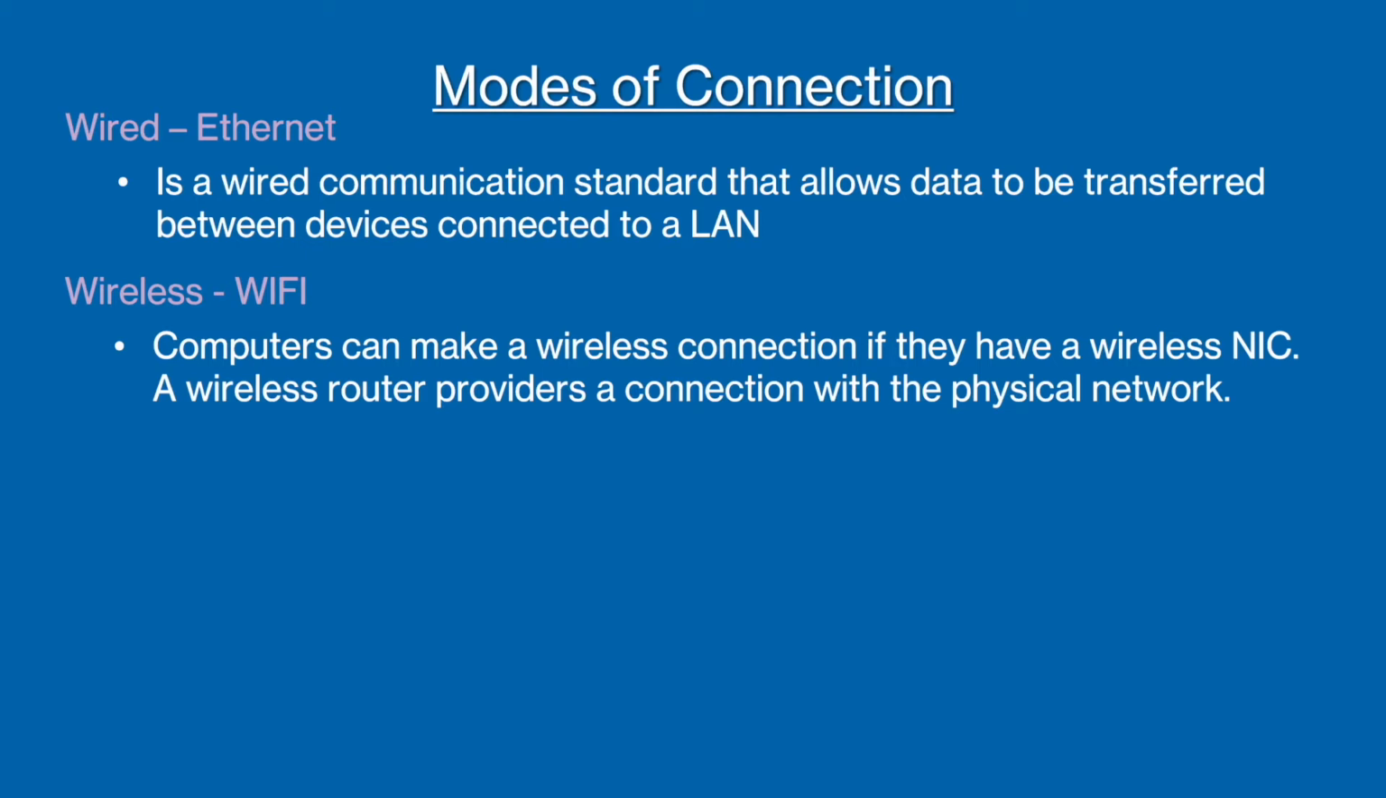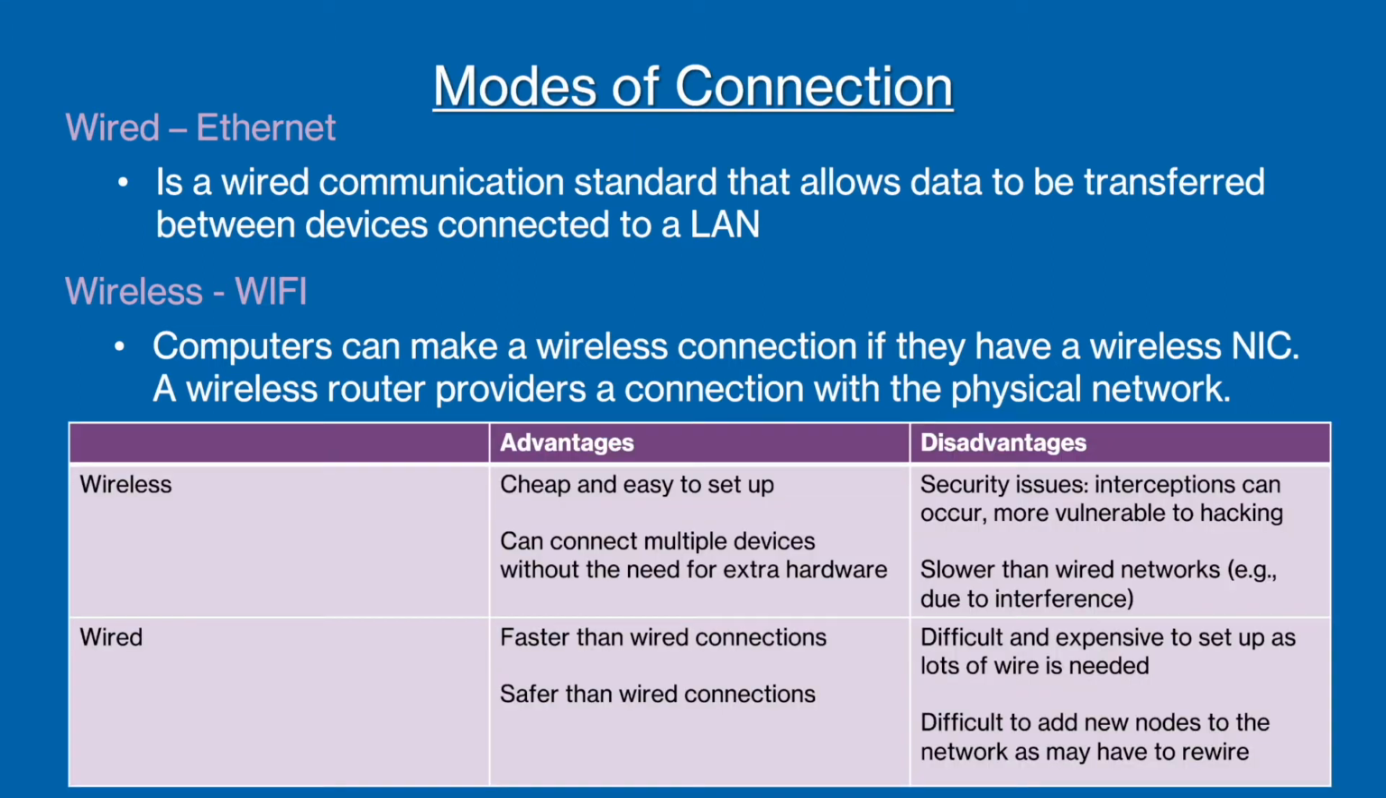There are a couple of advantages and disadvantages of wired and wireless connections that you need to know. Wireless connections are cheap and easy to set up, and it is easier to connect and add devices to the network as there is no need for extra hardware. On the other hand, wired connections are difficult and expensive to set up because lots of wire is needed. This makes it difficult to add new nodes to the network, as you may have to rewire the whole network, which can be a pain.